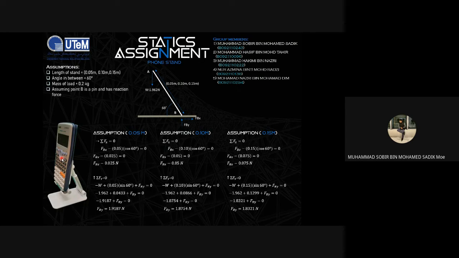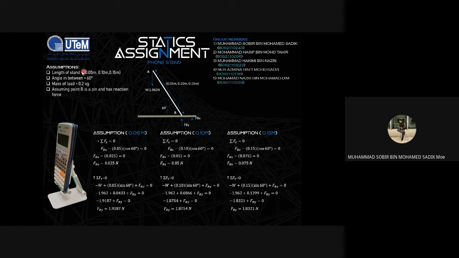We chose this phone stand because it is easier to make assumptions and it has more variables that can easily be manipulated. Since this phone stand is adjustable in terms of either the angle between the base and the stand or the length of the stand, we chose to manipulate the length of the stand. Therefore, these are the assumptions that we made while extracting the free body diagram.